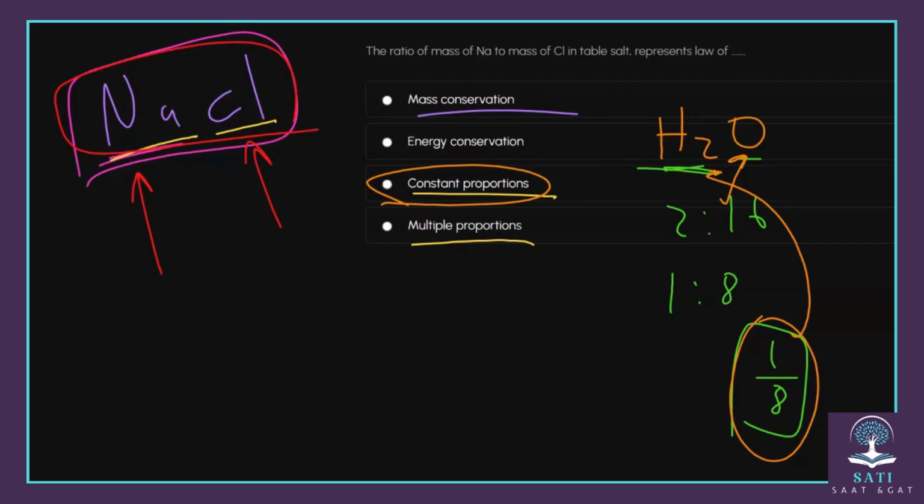So the mass of sodium to the mass of chlorine, the ratio here is going to be constant all the time, regardless where this table salt comes from or in which area around the world you find it. So the ratio of the mass of Na to the mass of Cl, which is chlorine, is constant all the time, and that represents what? Constant proportion.